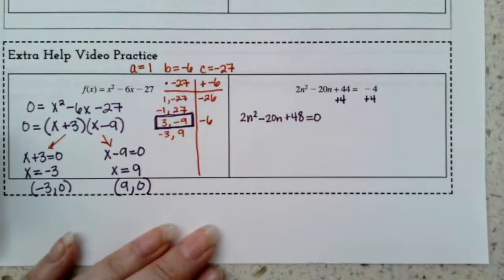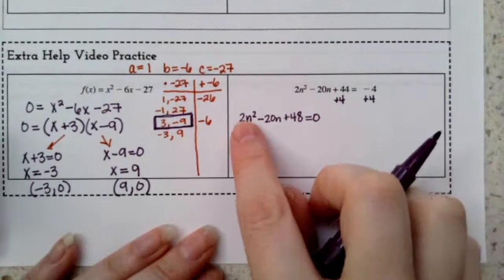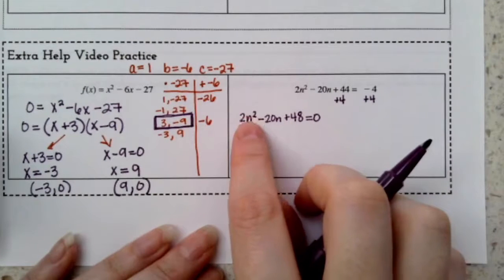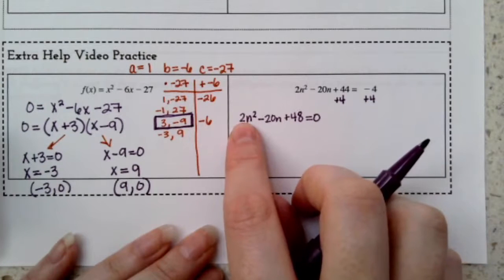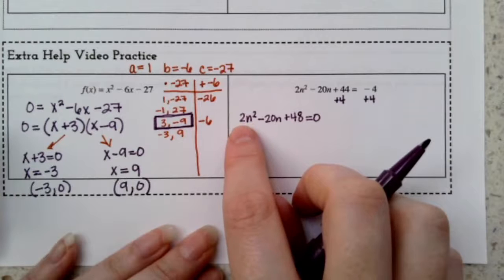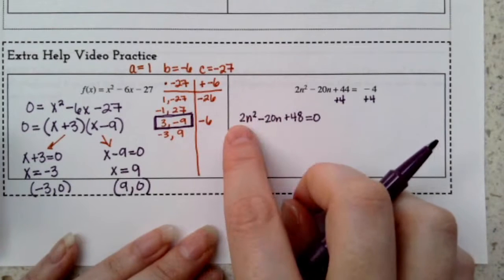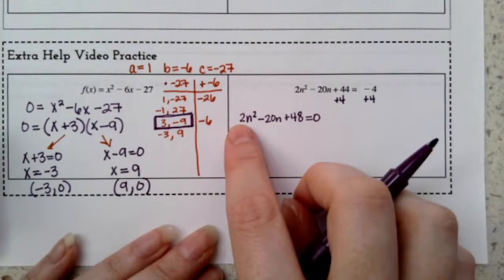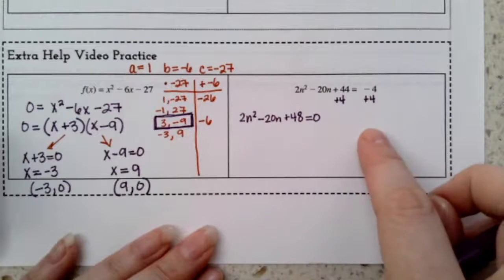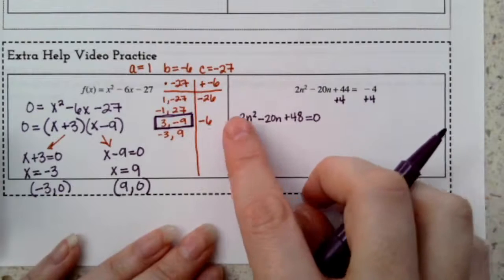Now I'm going to see if I have a GCF. And a little hint for you is if there is a number out front here, that's probably your GCF, this number. So all I need to do is decide if I can divide everything by 2. If I can, that's my GCF. If I can't, then I have to stop factoring and do the quadratic formula.